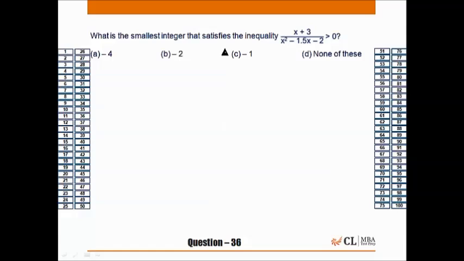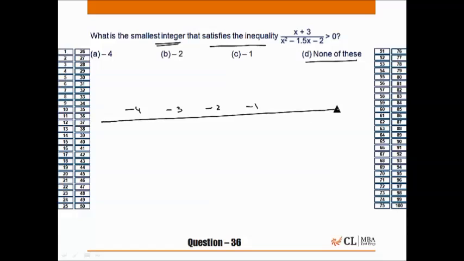Okay. Smallest integer that satisfies the inequality. There's a "none of these" option, but that's okay. Minus 4, let's try this. These are the things given. Smallest integer, okay, so we have these values. Let's see what happens. Let's push in minus 4, the smallest one.